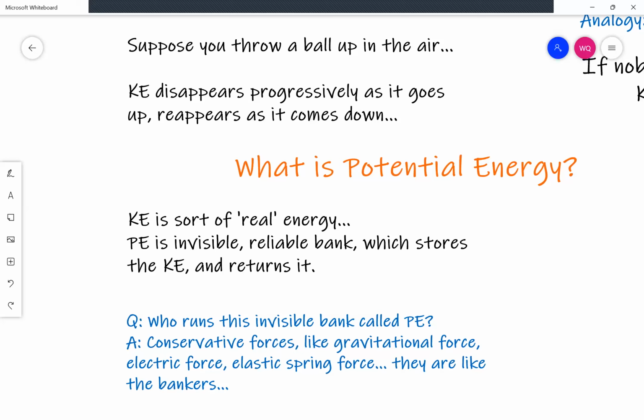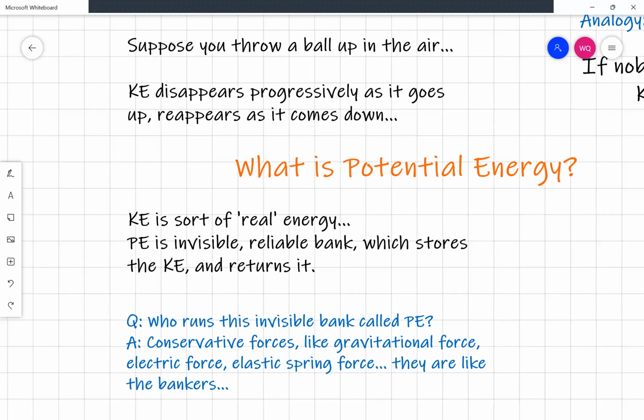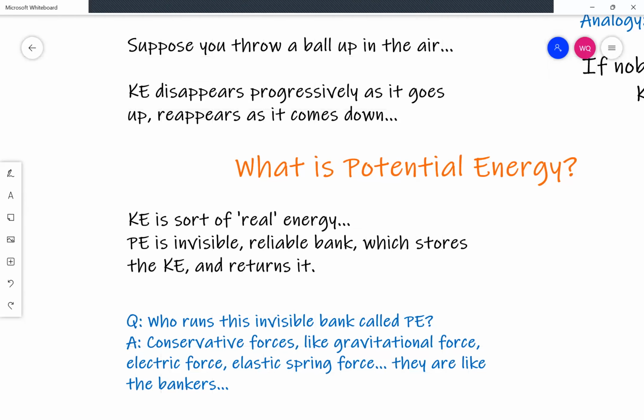You deposit energy with friction, right? Then friction will run away. You wouldn't be qualified to run a bank. Obviously, it won't return you back. So that's why there's no such thing as frictional potential energy. No such thing. And where did it squander your money to? It squandered it in all ways.